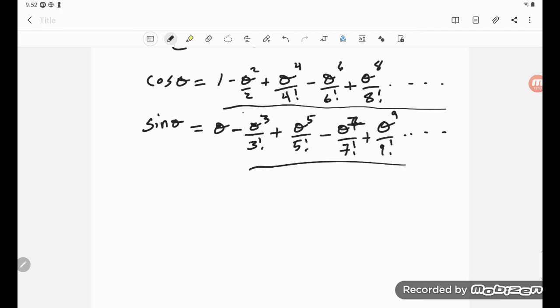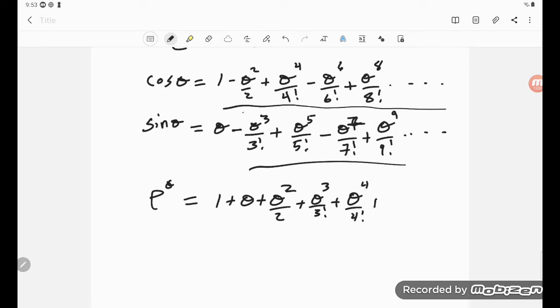Now then, e to the theta is equal to 1 plus theta plus theta squared over 2 plus theta cubed over 3 factorial plus theta to the 4th over 4 factorial plus theta to the 5th over 5 factorial, and so on. Now, if you look at this, you notice that all the even terms look very similar to the cosine, and all the odd powered terms look very similar to the sine, but not exactly.